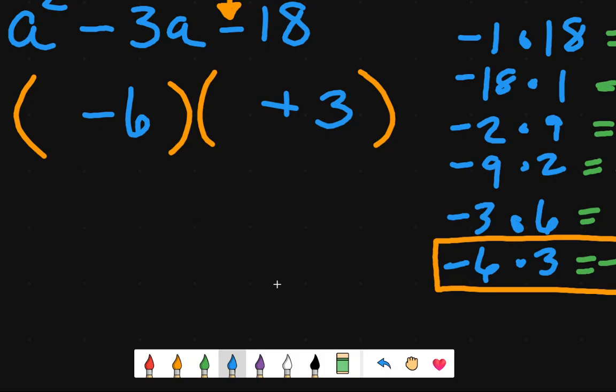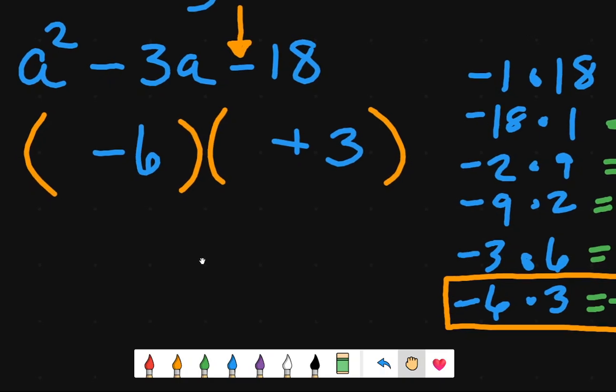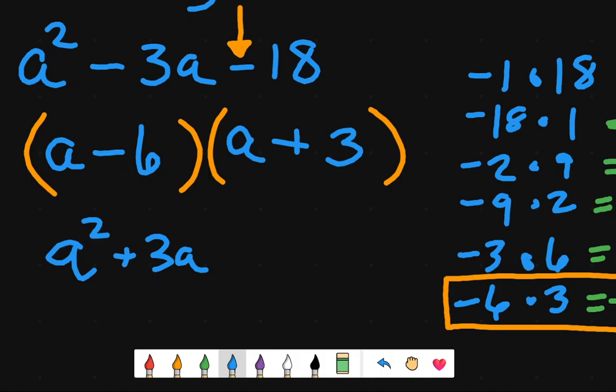And we have a squared, a to the second power, a raised to the power of 2. So that means we need to put an a here and an a here. All right, now let's multiply using the FOIL method to see if we get the correct answer. See if we come back to a squared minus 3a minus 18. All right, a times a is a squared. a times 3 is a positive 3a. Negative 6 times a would be a negative 6a. And then negative 6 times 3 would be a negative 18.